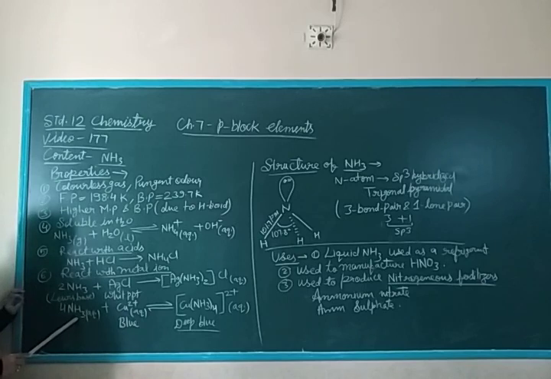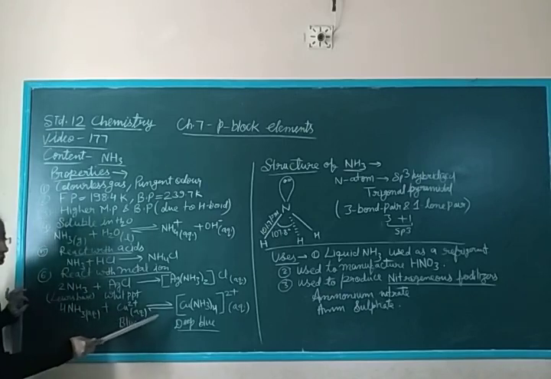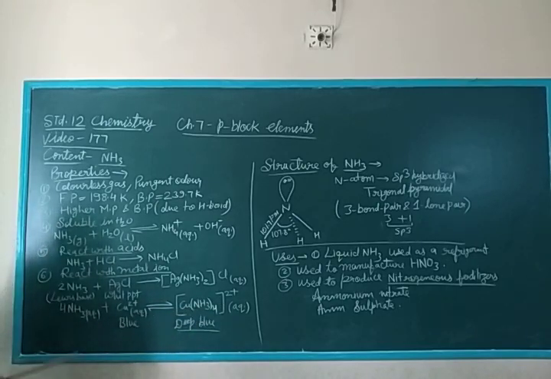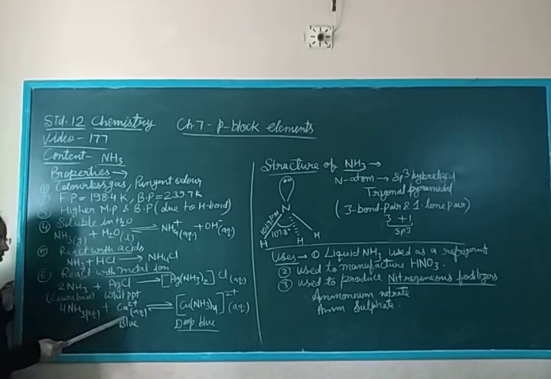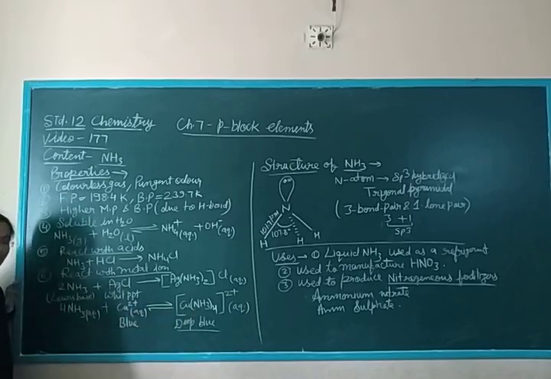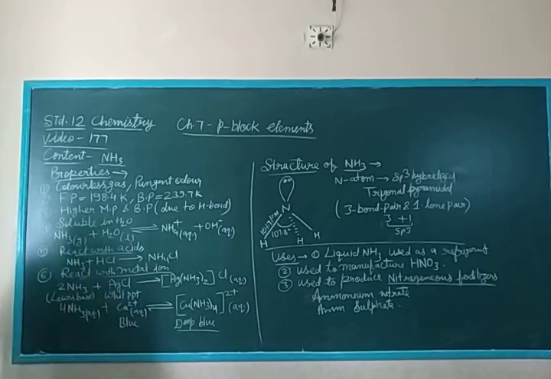Then ammonia reacts with the Cu2+ ion, in any compound of copper, like copper sulfate, which is blue in color. Ammonia reacts with the Cu2+ ion and also forms a complex, [Cu(NH3)4]2+, which is a deep blue color. So these are the properties of ammonia.